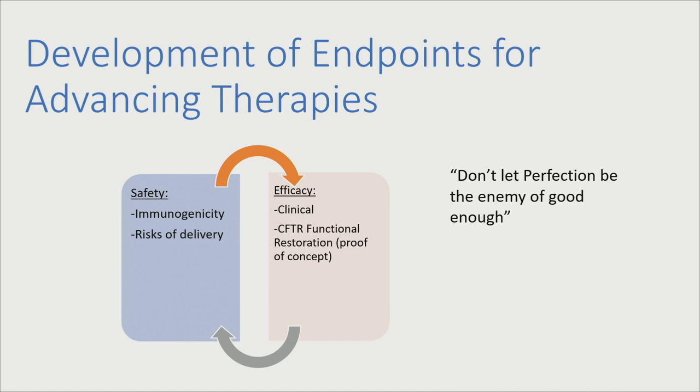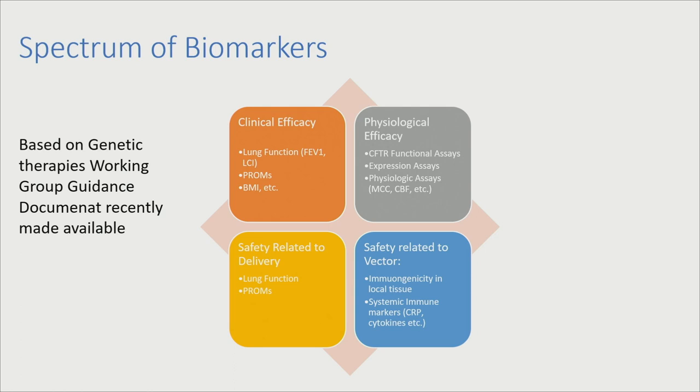There is, of course, a spectrum of CF biomarkers, which will be discussed, as I mentioned earlier, fully and come out of a genetic therapies working group document I would encourage you all to read, written and led by Deepika Polineni and others of us on the genetic therapies working group. This working guidance document outlines several different types of clinical biomarkers, which are summarized here, and I believe will be summarized more fully in that discussion, but really center upon the themes of clinical efficacy, physiological efficacy, safety related to delivery, and safety related to the vector itself. And these align with the FDA guidance we discussed previously.